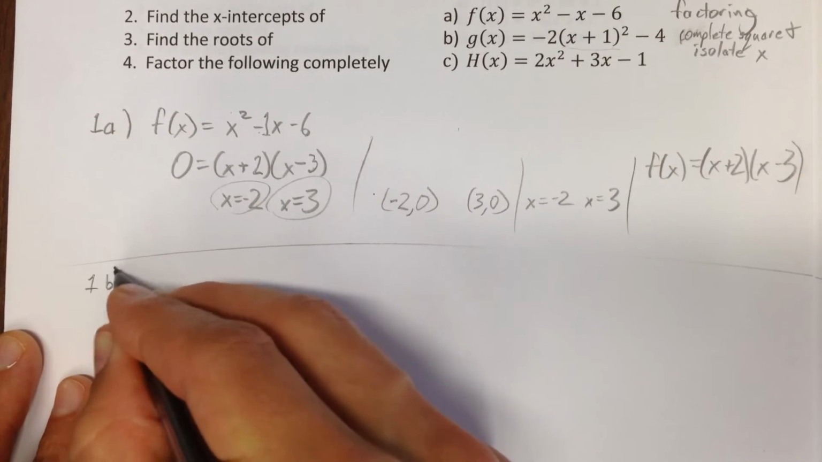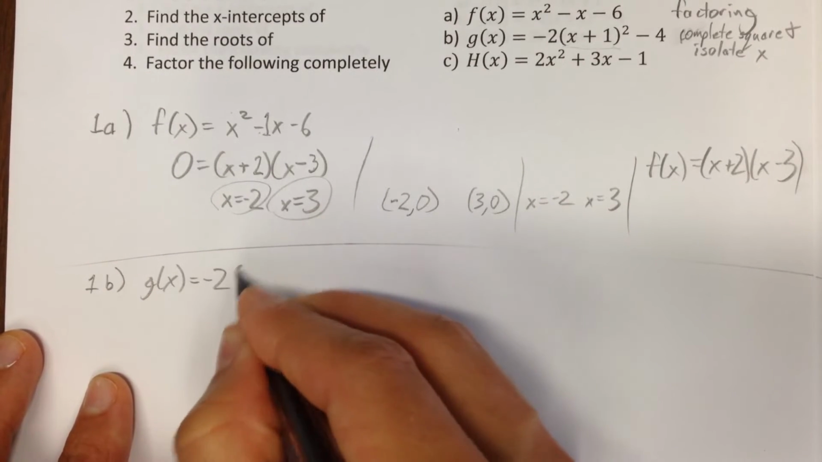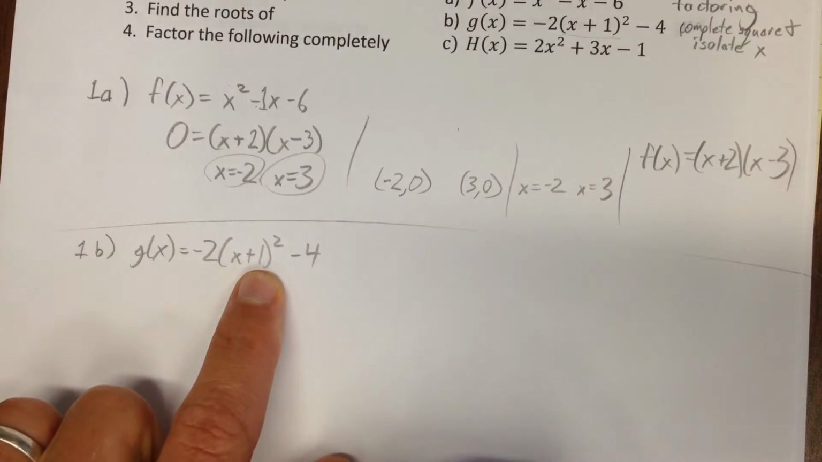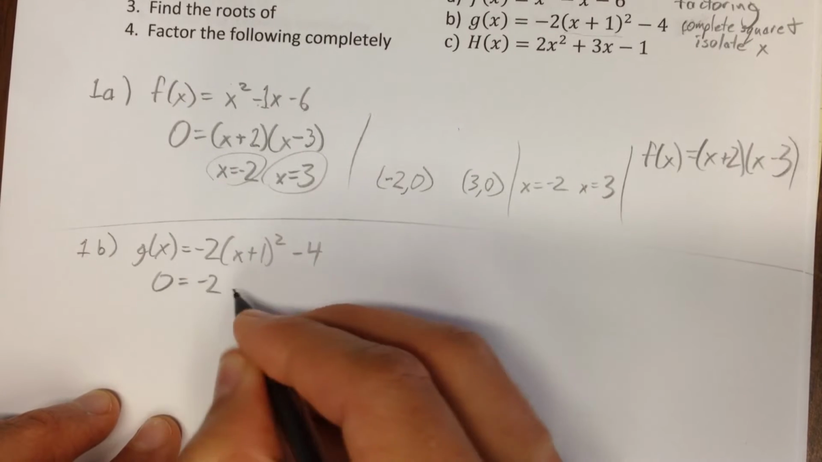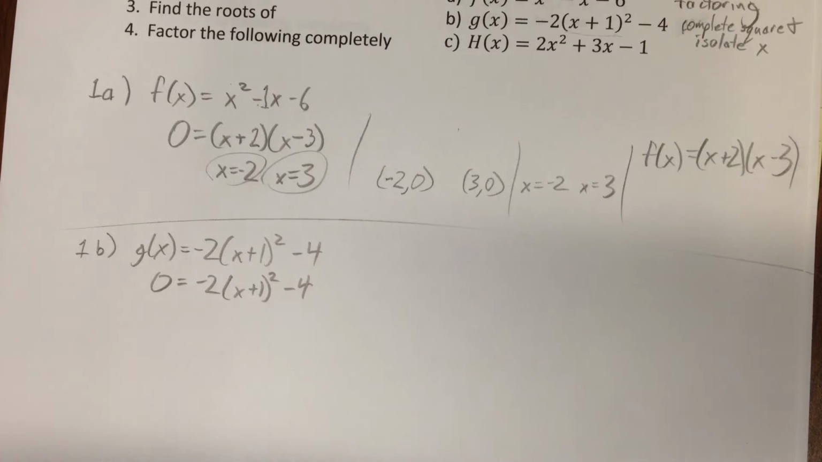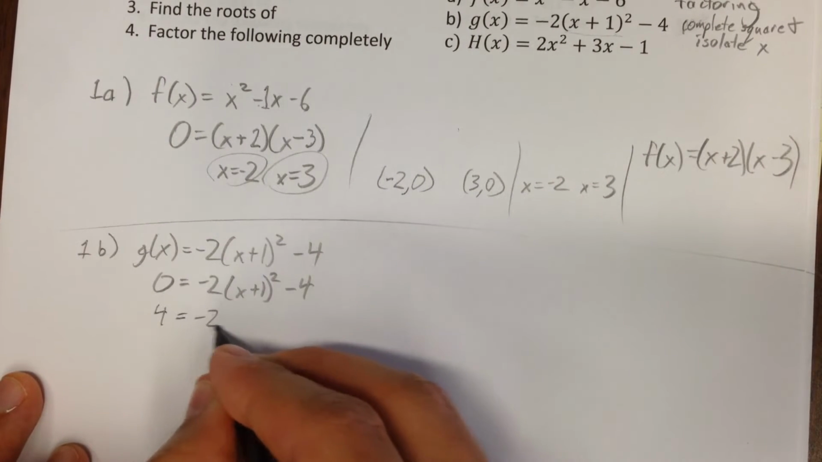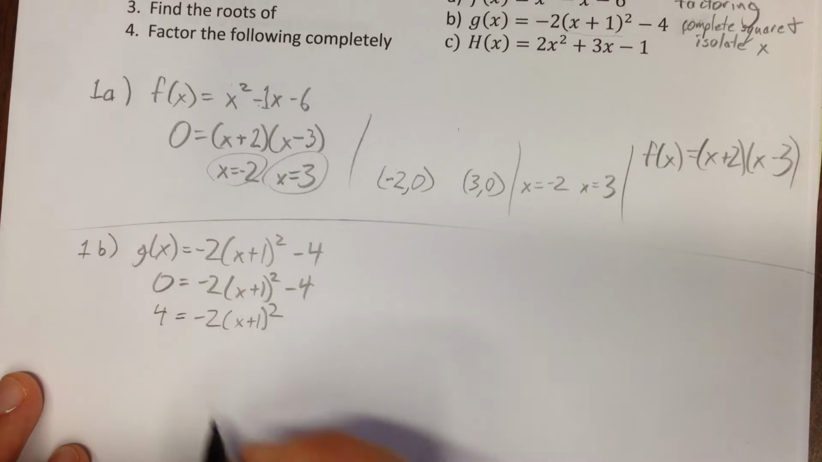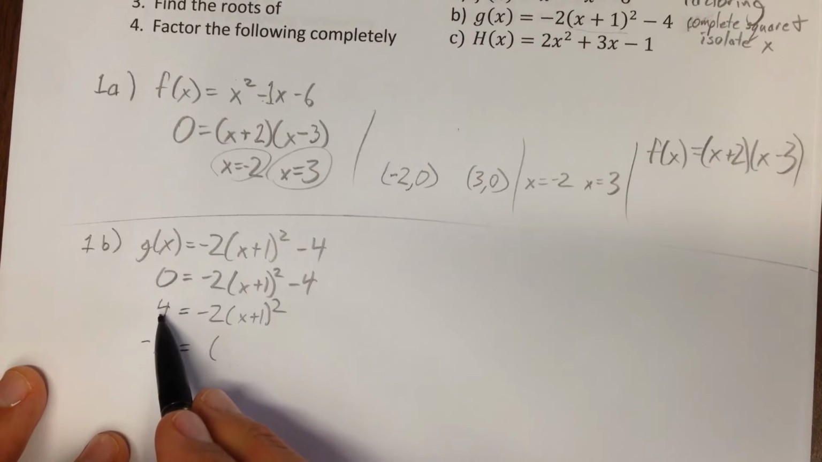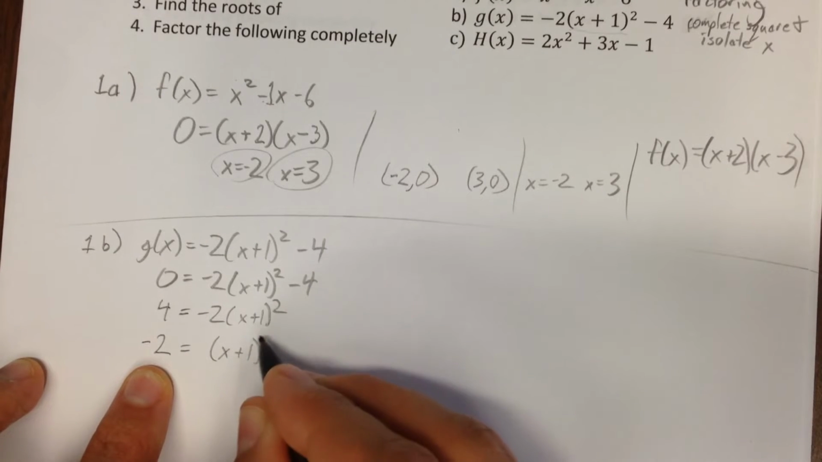But let's say I'm doing 1b, so find the zeros of g of x equals negative 2 times (x plus 1) squared minus 4. Since that's already got a perfect square in it, I would set that equal to 0. But instead of trying to factor this side, since x only shows up once over here, what I would do is try to isolate the x. So adding 4 to both sides, then dividing by negative 2. This is a little deceptive. 4 divided by negative 2 happens to be negative 2, equals (x plus 1) squared.